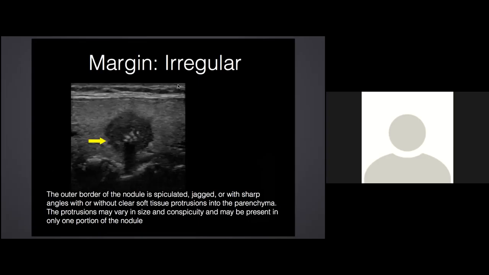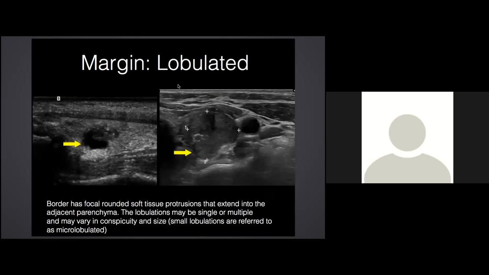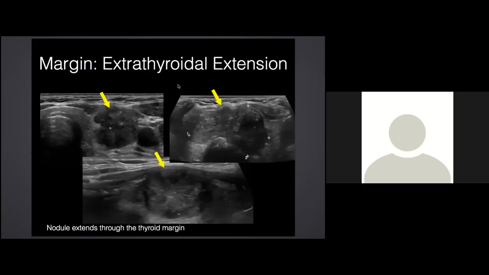So again, a suspicious nodule here. You can see some calcification as well. The margin here is lobulated. The margin has focal rounded soft tissue protrusions with extension into the adjacent parenchyma. The lobulations may be single or multiple and may vary in conspicuity and size. So these are extremely suspicious and almost always malignant nodules.